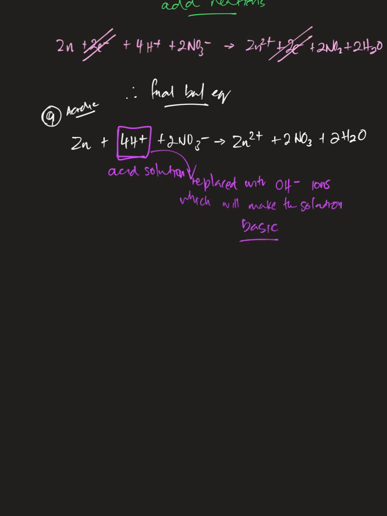Right, the next step here, which would be step 10. For step 10, for each H plus ion, add one OH minus to both sides.